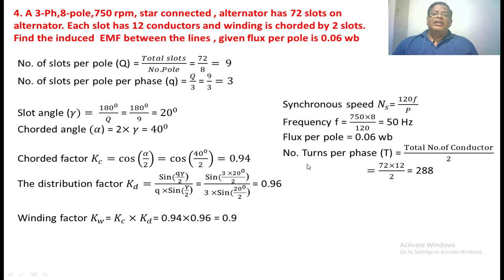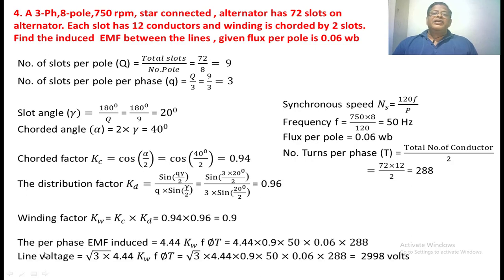Next, we have to calculate the number of turns per phase. Number of turns per phase equals total number of conductors divided by 2. But the total number of conductors in an alternator is not given directly. 72 slots, each slot consisting of 12 conductors. So 72 into 12 divided by 2, we are getting 288 turns.